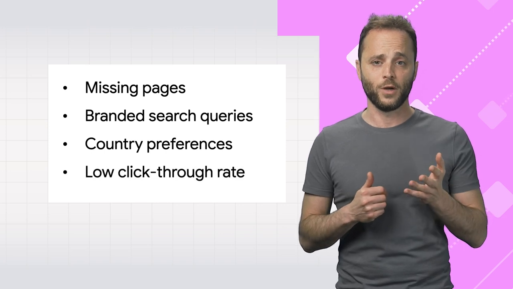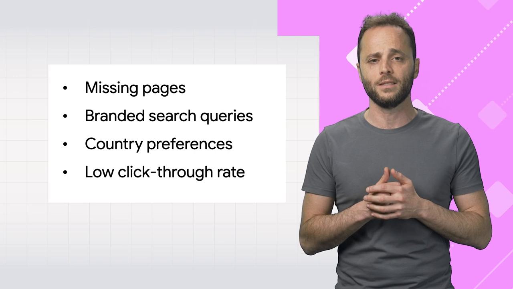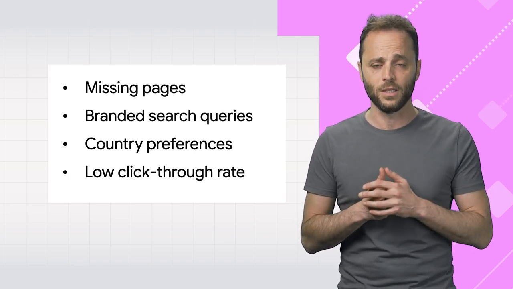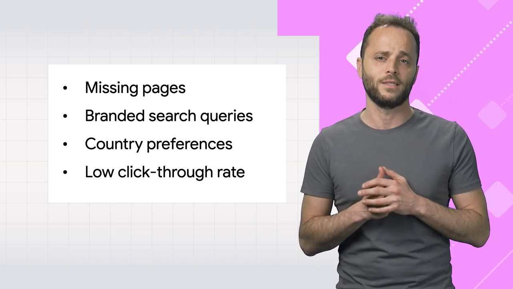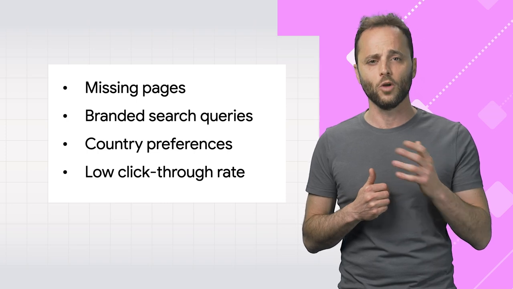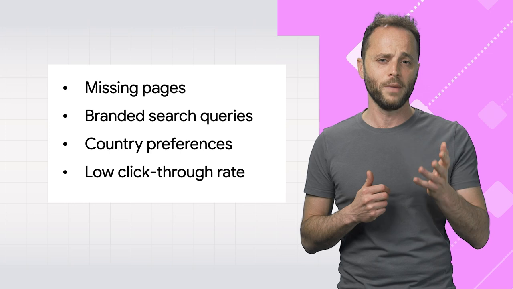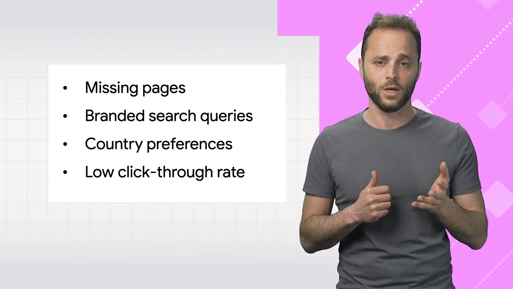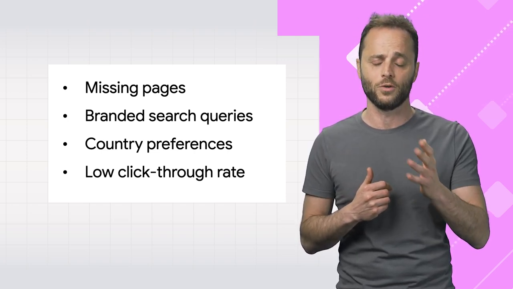If the number of impressions of a particular query or page is significantly higher than clicks, or, in other words, if the click-through rate, also known as CTR, is low, it means your search snippets are not attracting clicks. People see them and decide not to click through. You might need to create better titles and descriptions to make your snippets more attractive. Compare queries and pages with low CTR to those with high CTR to learn what works best for your audience.